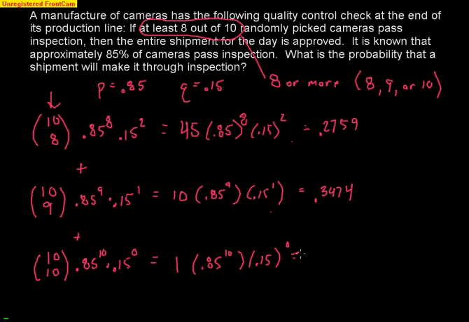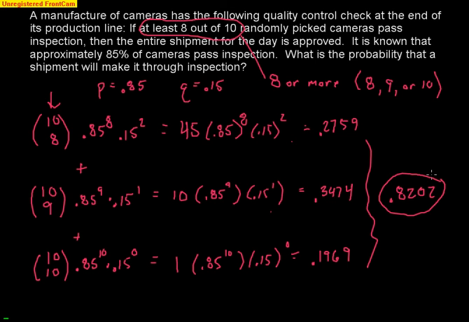0.1969. So I'm going to add all those up. 0.1969 plus 0.3474 plus 0.2759, and I get 0.8202. So the total of all of these here is 0.8202. So that means that any particular shipment has an 82% chance of passing and going through inspection.